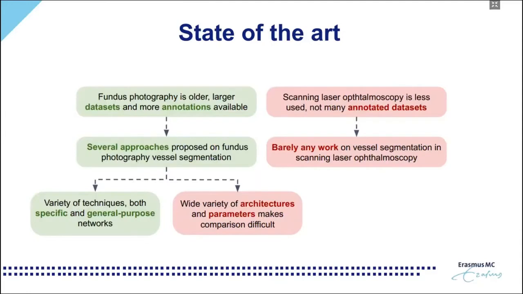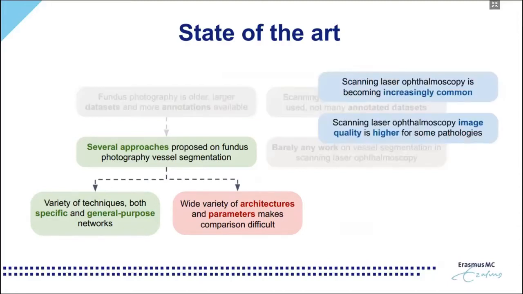If we analyze the works published on retinal vessel segmentation, we can see how most of them use fundus images, while SLO has not been that studied yet. However, this is slowly changing, as SLO is becoming increasingly common in clinical practice, and it can provide higher quality information in some patients. Moreover, the proposed approaches for fundus are very varied, using different techniques and, in the specific context of convolutional neural networks, a wide variety of architectures and parameters, all obtaining similar results.